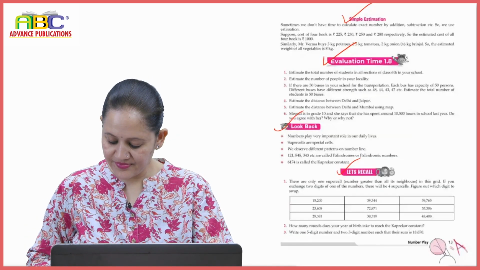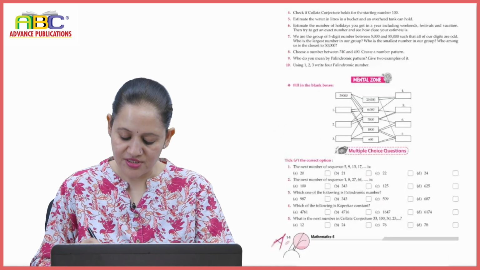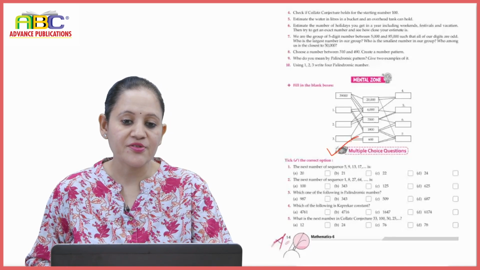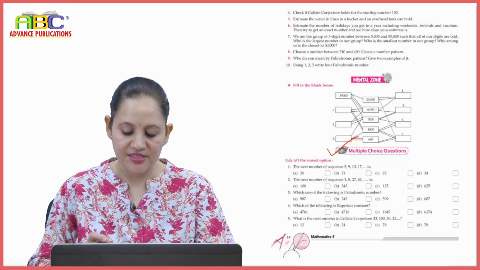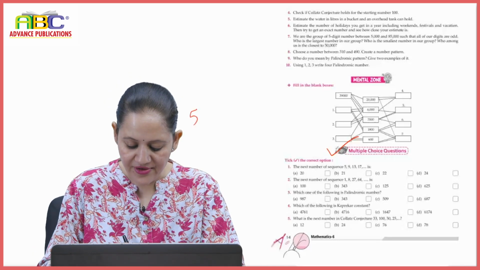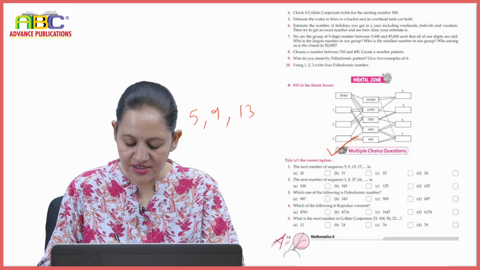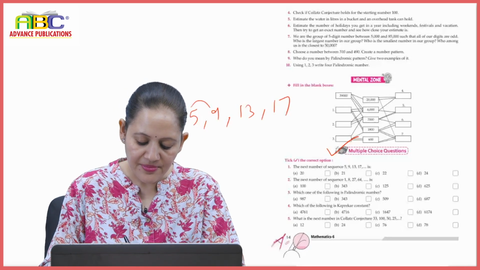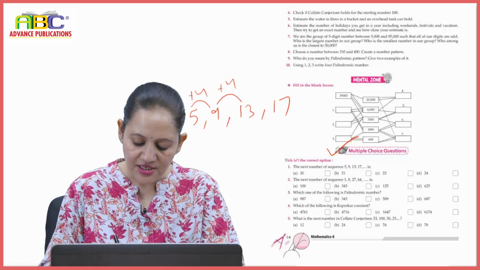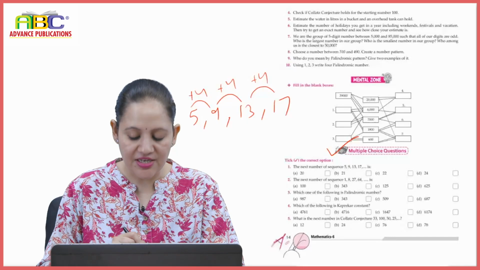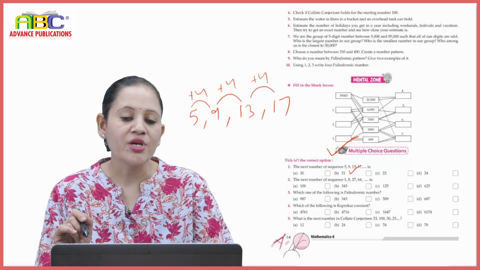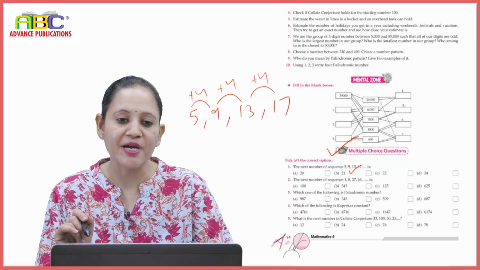Next is multiple choice questions. Choose the correct option. The next number of the sequence 5, 9, 13, 17 is? 5, 9, 13 and 17. 5 plus 4, 9, 9 plus 4, 13, 13 plus 4, 17, 17 plus 4, that is 21. So B is the correct option here. So here we end the chapter. I hope you have understood the chapter. Now to practice it.